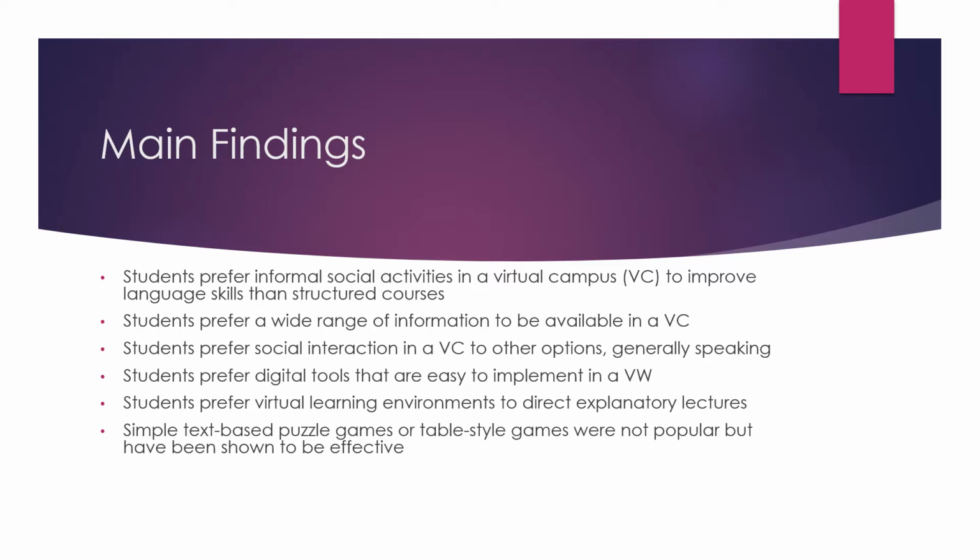The main findings were that students preferred informal social activities in a virtual campus to improve language skills over structured formal language classes. Students also preferred a wide range of information to be available to them. Students preferred social interaction in a virtual community to other options, for example, the ability to interact with other users' avatars and have cross-cultural exchanges. Students preferred digital tools that were easy to implement in a virtual world. Students preferred virtual learning environments to direct explanatory lectures about how things may function.